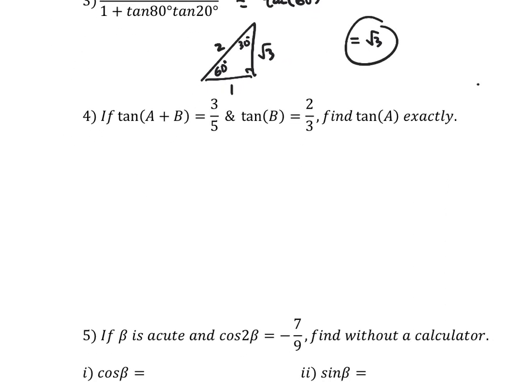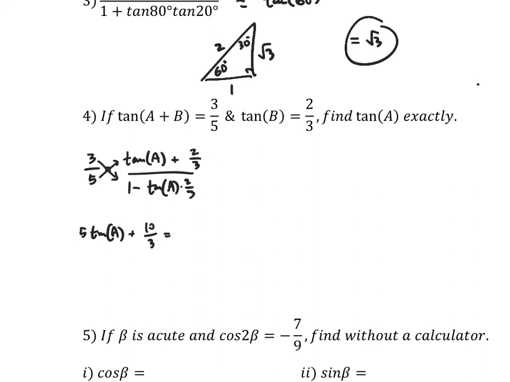Okay, let's look at number 4. Tan of A plus B is 3/5, and the tangent of B is 2/3. So that means I'd have the tangent of A plus the tangent of B, which I already know is 2/3, over 1 minus tan A times tan B, which is 2/3. Okay, so what I'm going to do is a little cross multiplication here, and we're going to solve for tan A and leave it in exact form. So I'm going to take 5, multiply it by the numerator, so it would be 5 tangent of A plus 10/3.